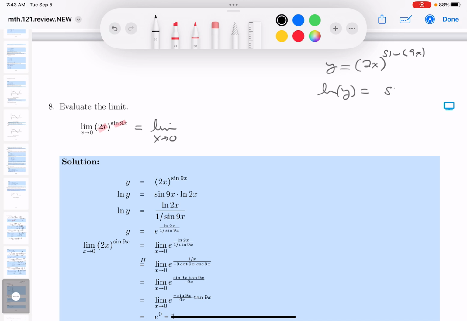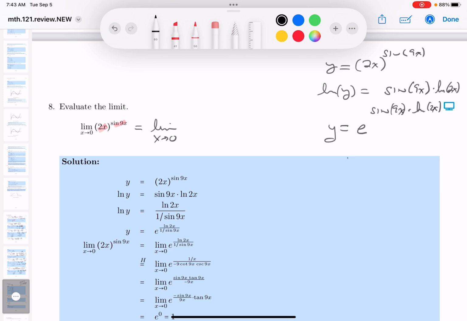The sine of 9x would come down, all right? And then what you get there is the natural log of 2x. Now what do you get there? Let's write this down. You're going to get y equals e. I still don't see a quotient, by the way, but I do see a product. What's the product going to be? Sine of 9x times the natural log of 2x.